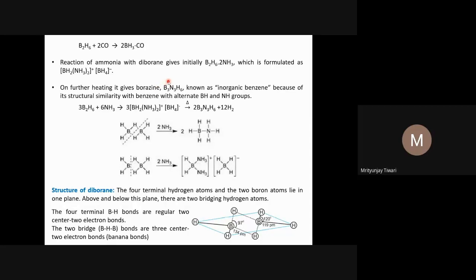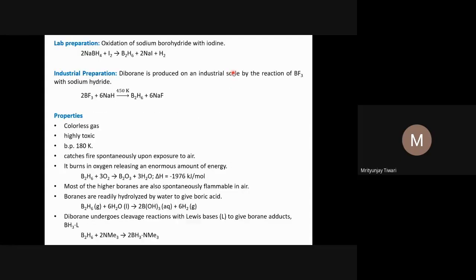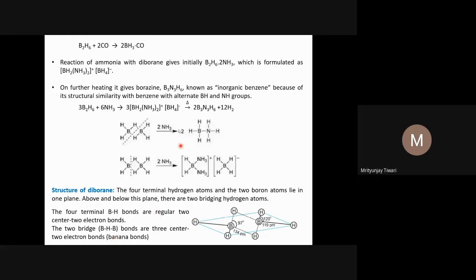Reaction of ammonia with diborane gives initially B2H6·2NH3. As I said earlier, like we saw here with the tertiary amine, if this tertiary amine is nothing but ammonia, we see initially the formation of B2H6·2NH3, which is formulated as [BH2(NH3)2]+ [BH4]-. So this is the compound. On further heating, it gives borazine.